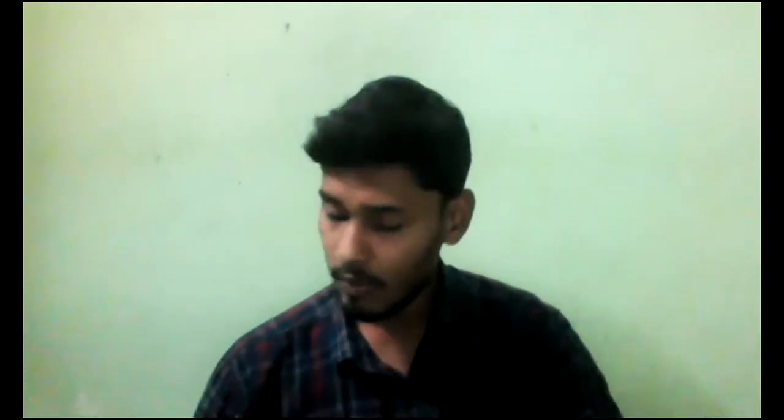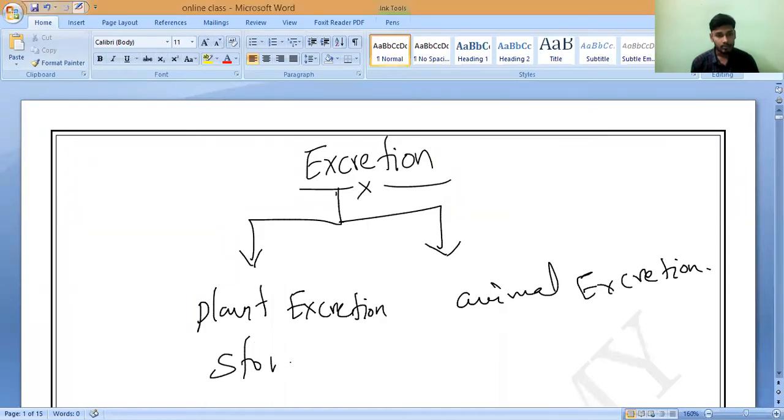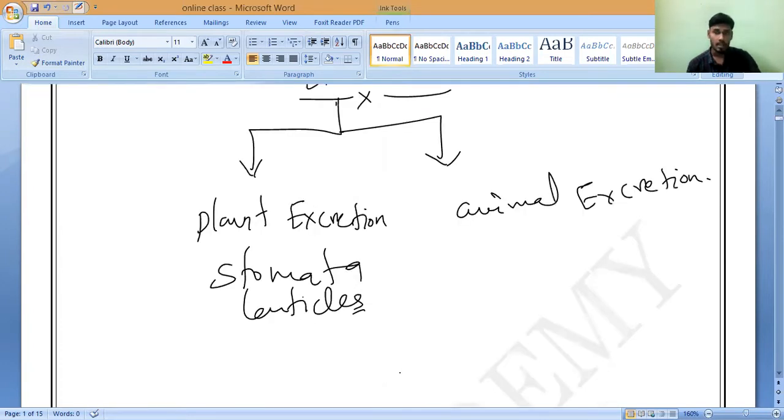One is stomata and the second one, which is located on the stems of the plant, is what we call lenticels. All of you should remember. So the waste products in plants are sent out by two parts of the plant: one is stomata and the next one is lenticels. So till here we have discussed in the last class.